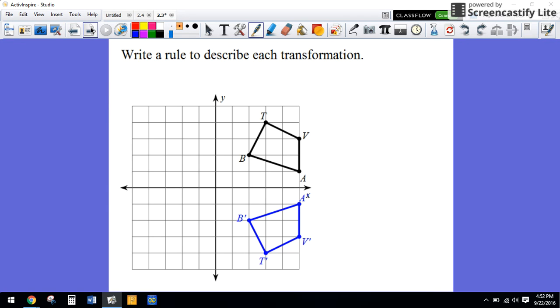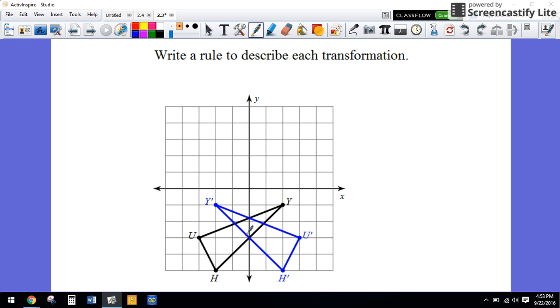Okay, in the interest of time, we're going to skip a couple of these examples to where we describe the rule. This time, they give us the pre-image and the image. Notice they put these little apostrophes. They want us to write the rule. So I look here and I can see that my picture was flipped over the x-axis. So we would write reflect over x-axis. Reflect over x.